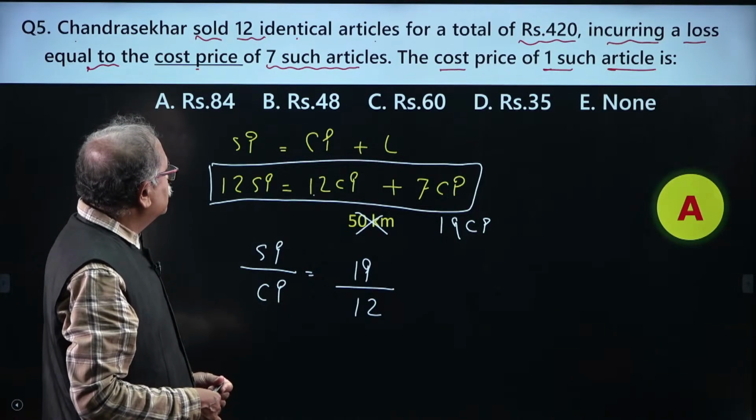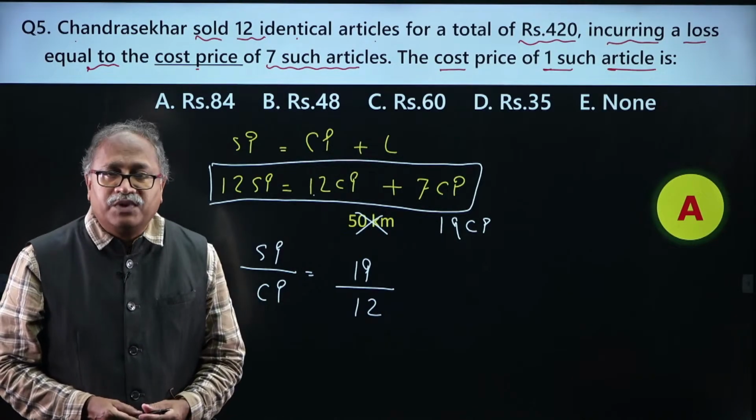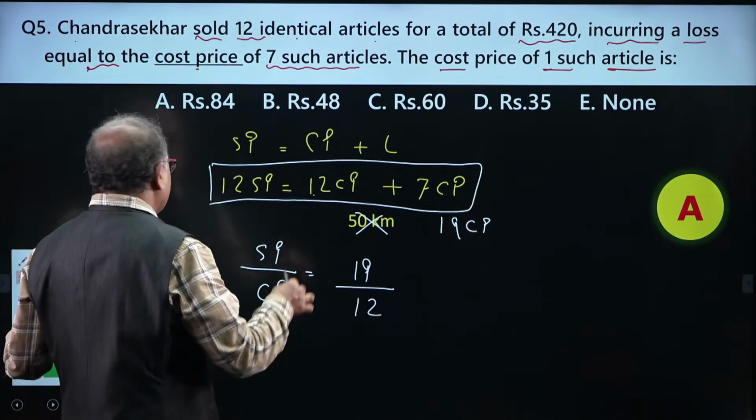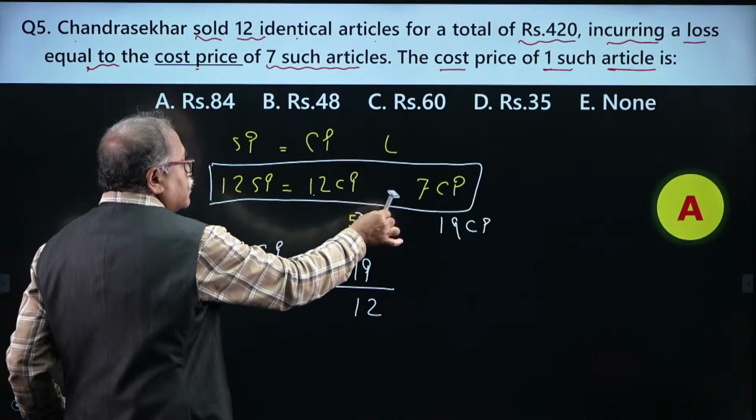Selling price is equal to cost price minus loss. Why? I made a mistake over here. I am extremely sorry.